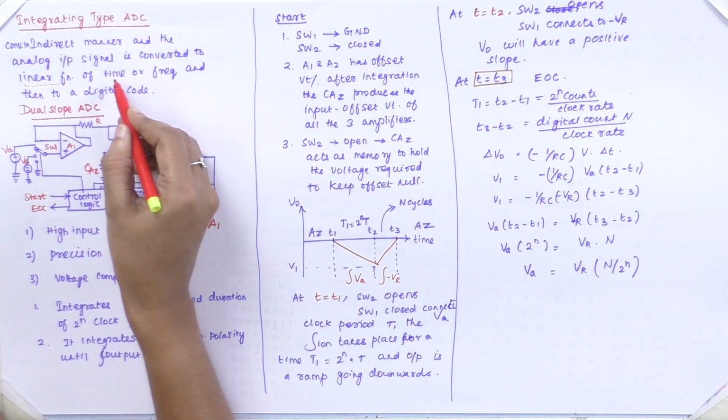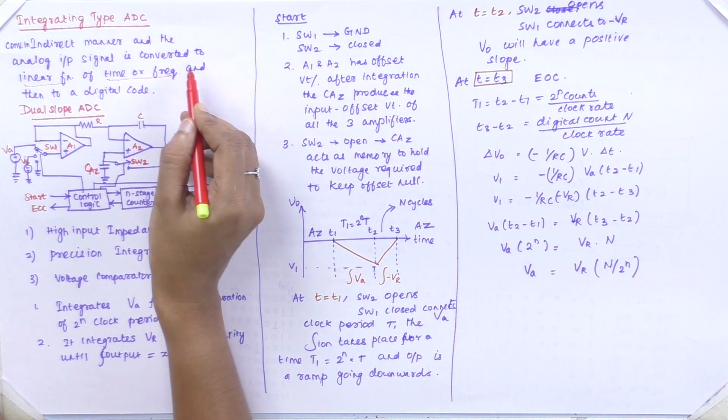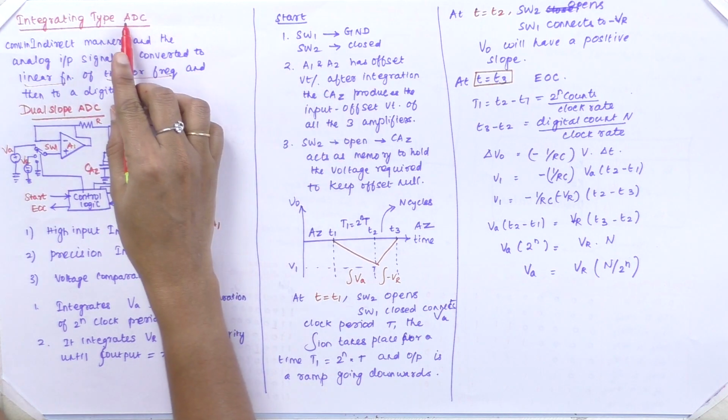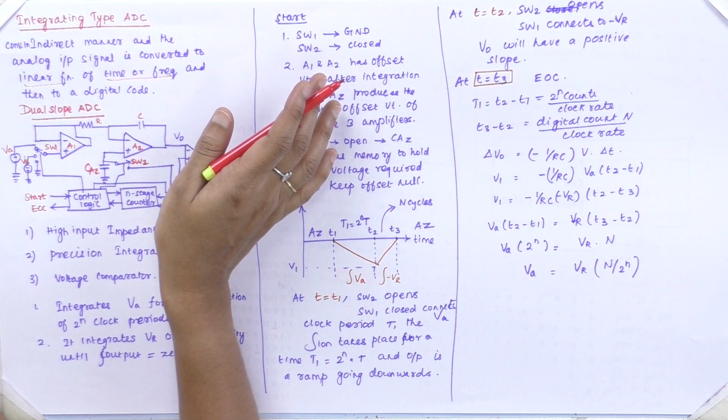Now the integrating type ADC. As I mentioned, in the direct type, when an input signal is applied, we have inbuilt reference signals. In this integrating type, the conversion will be in an indirect manner. An analog input signal is converted to a linear function that may be of time or frequency, and then it is converted to a digital code. So analog to digital conversion takes place.